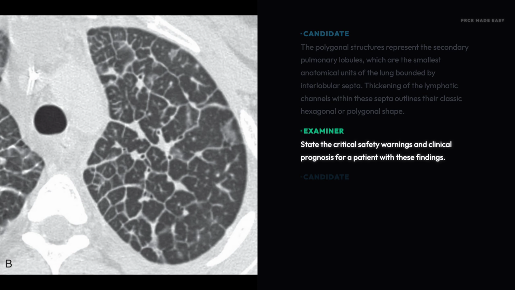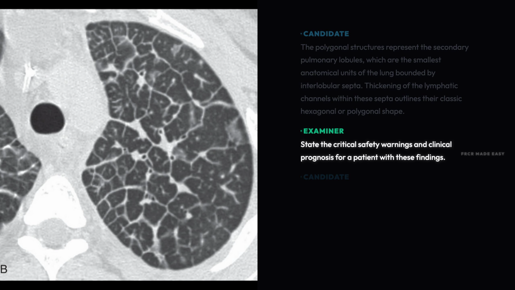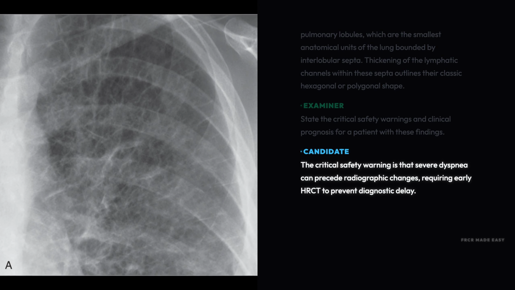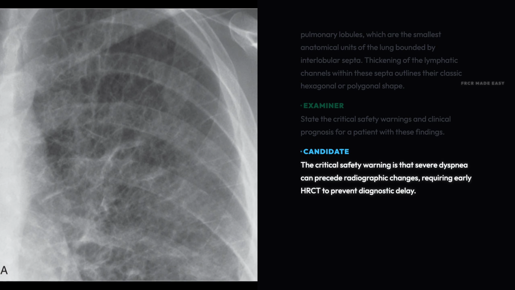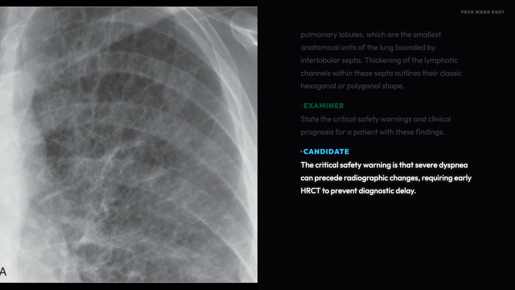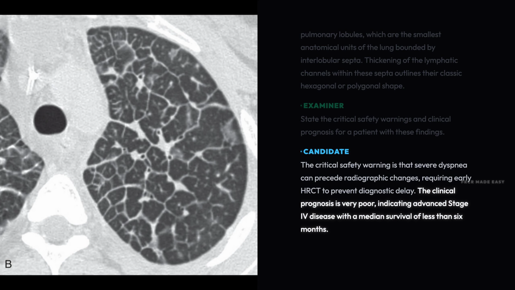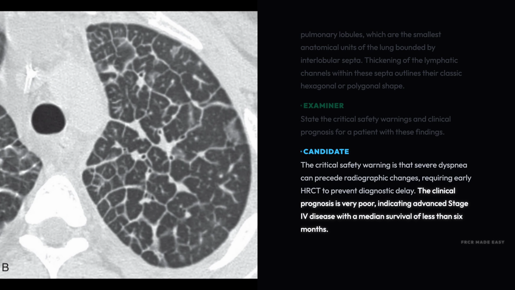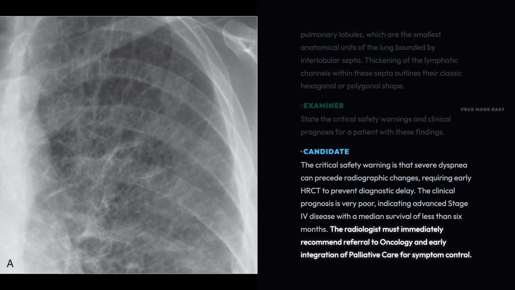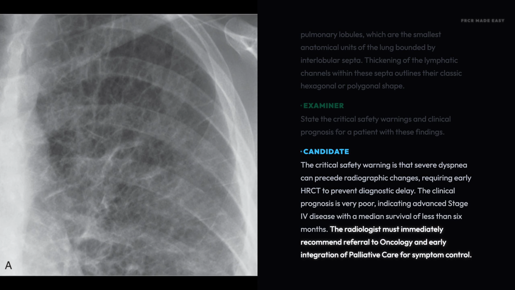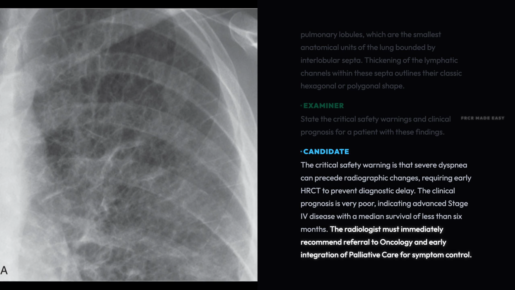State the critical safety warnings and clinical prognosis for a patient with these findings. The critical safety warning is that severe dyspnea can precede radiographic changes, requiring early high-resolution computed tomography to prevent diagnostic delay. The clinical prognosis is very poor, indicating advanced stage IV disease with a median survival of less than 6 months. The radiologist must immediately recommend referral to oncology and early integration of palliative care for symptom control.